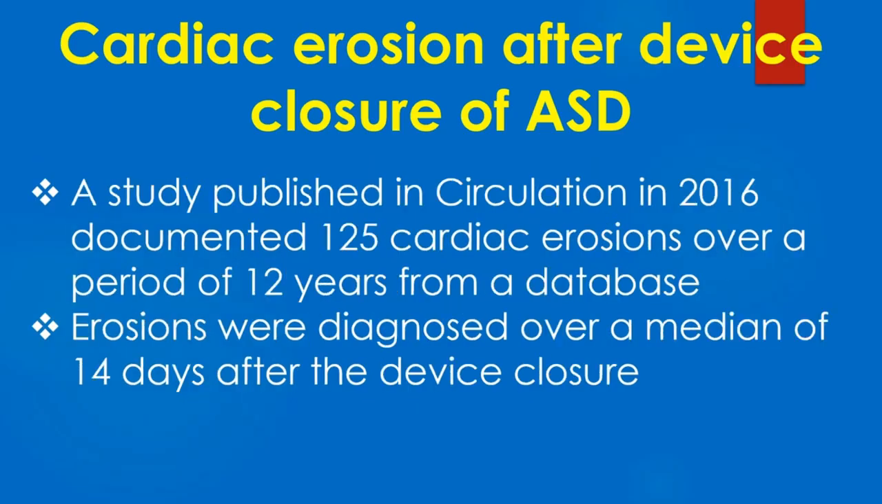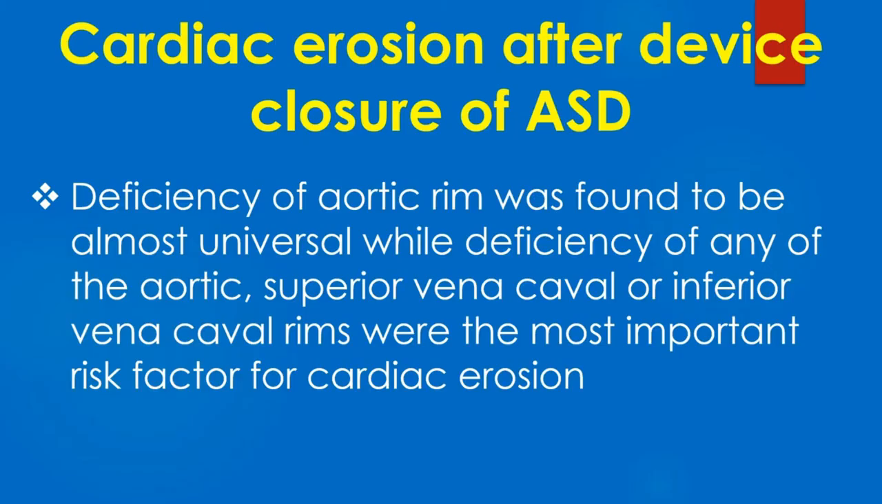A study published in Circulation in 2016 documented 125 cardiac erosions over a period of 12 years from a database. Erosions were diagnosed over a median of 14 days after the device closure. Deficiency of the aortic rim was found to be almost universal, while deficiency of any of the aortic, superior vena cava or inferior vena cava rims were the most important risk factor for cardiac erosion.